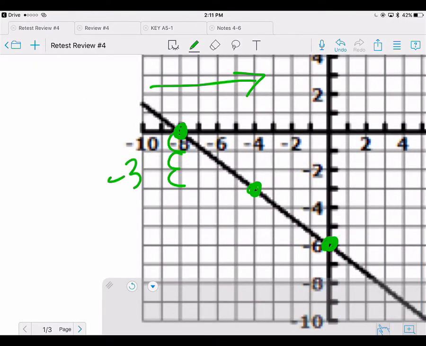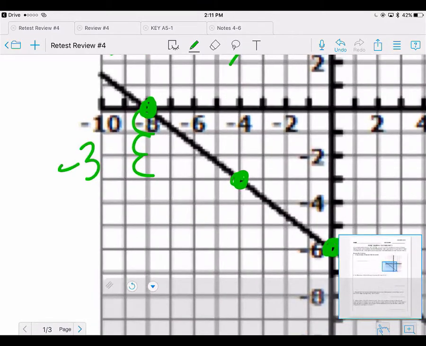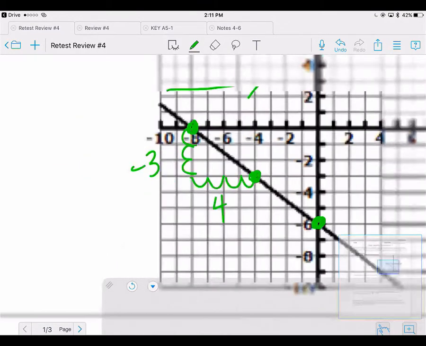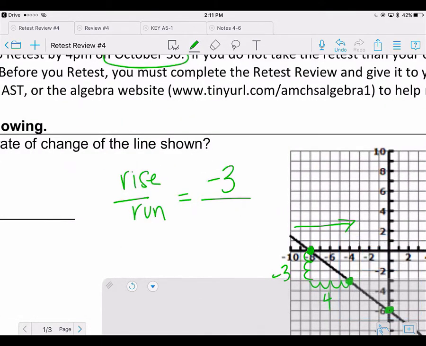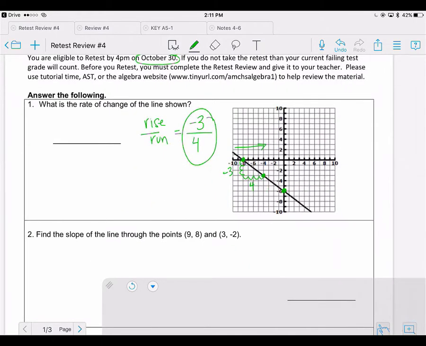So for this problem, I go down 1, 2, 3. Because I go down, it is a -3. Also, just by looking at the slope, I can see it's a negative. And then I go to the right, 1, 2, 3, 4. So my rise is a -3. My run is 4. And then again, when we look at that graph, it has a decreasing or downward slope. So it would be a -3/4.